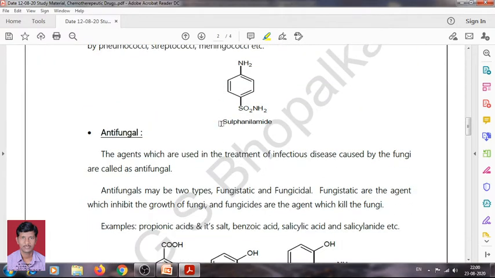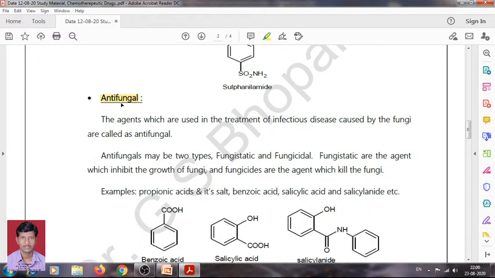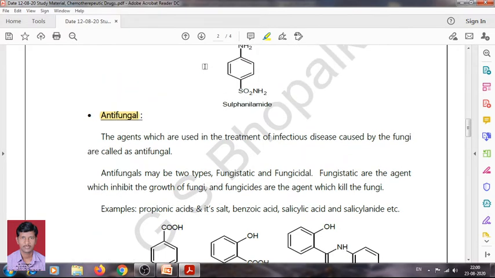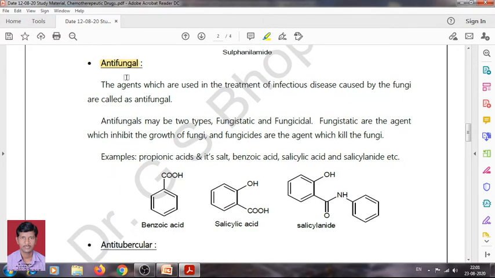Okay. Now the next chemotherapeutic drug is the antifungal drug. Have you got this point? Okay. Now what are antifungals? Antifungal agents or antifungal drugs are those drugs which are used in the treatment of infectious disease which are caused by fungi. To cure such diseases, a compound is used, and that compound is called an antifungal. This is a very simple definition.